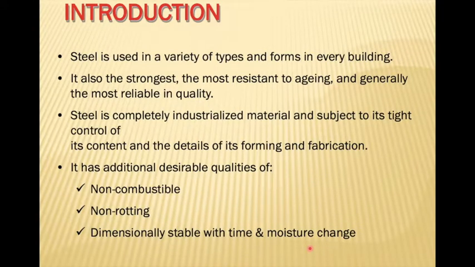For the introduction, steel is used in a variety of types and forms in every building. It is also the strongest, the most resistant to aging, and generally the most reliable in quality. Steel is a completely industrialized material, subject to tight control of its content and the details of its forming and fabrication. Right, so we know that steel is a prefabricated material, which is manufactured in the factory.